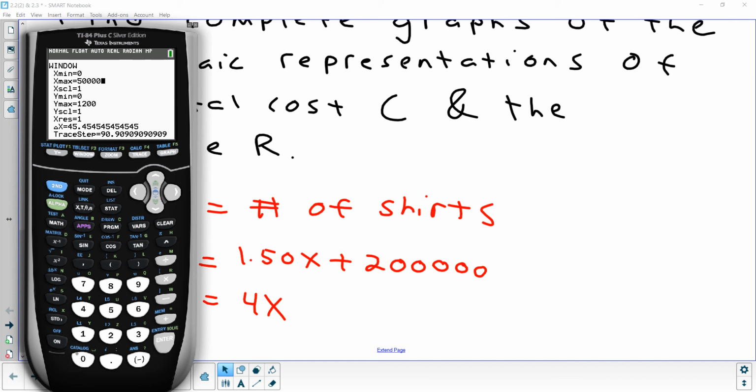Let's try that. Now, why y min 0? We can't have negative revenue. That wouldn't make sense. So our revenue is always going to be a positive number, and our cost is definitely going to be a big positive number. So we're never going to have negative cost or negative revenue.